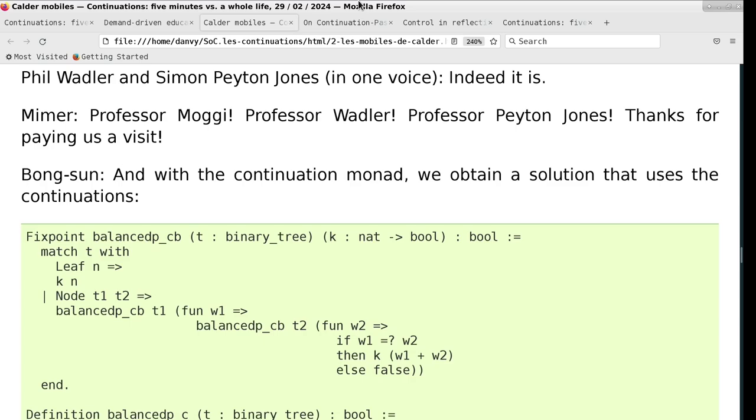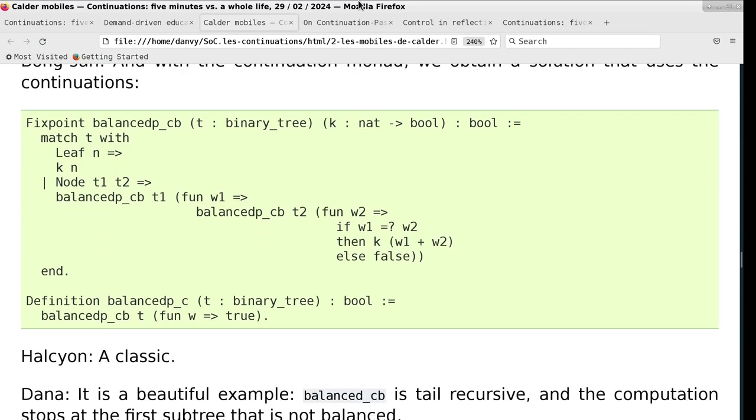In the base case, you continue. In the induction step, you first traverse the first subtree with a continuation that, if it is applied, will be applied to the weight, makes a tail call to the second subtree with a continuation that, if it is applied, will be applied to the weight, and then tests whether these two weights are the same. If that's the case, it continues on the sum of the two, and otherwise, does not continue and returns false. And balance C is the original function that calls the auxiliary function with the initial continuation. And the initial continuation is the last function to be applied if and when the program completes.